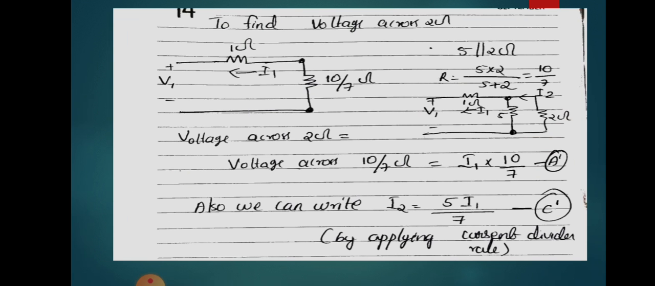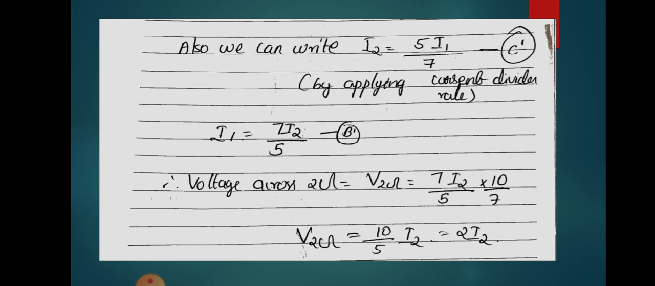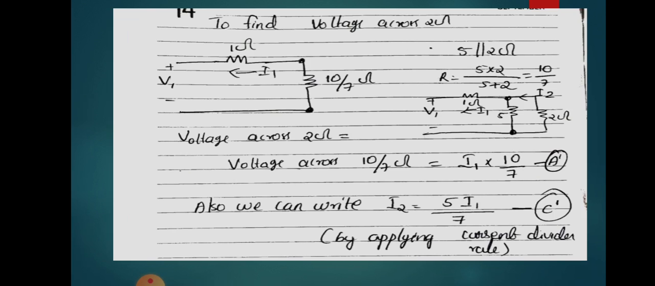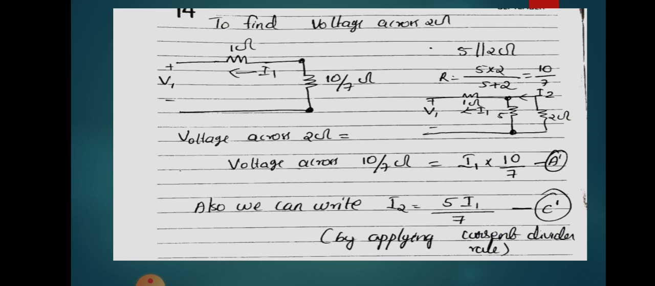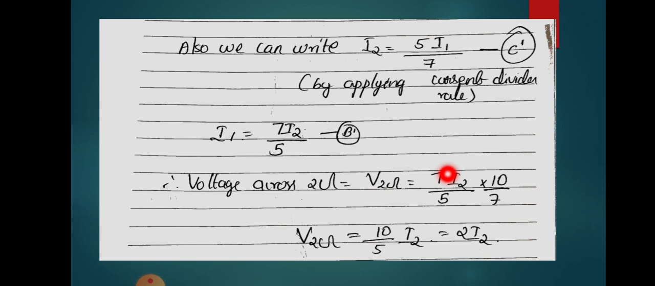See, here we have I2 equal to 5 I1 by 7. We can also write it as I2 equal to 5 by 7 I1. That is the C dash equation. And also, how can you rearrange this equation for I1? I1 equal to 7 I2 by 5. So now we have the equation of voltage across 2 ohm. What is the voltage across 2 ohm? It is equal to I1 into 10 by 7. And we are representing that equation in terms of I2.